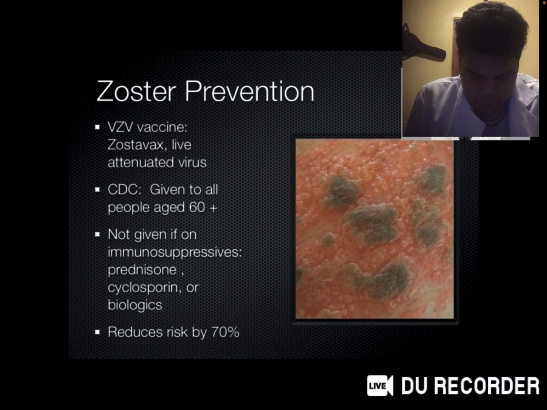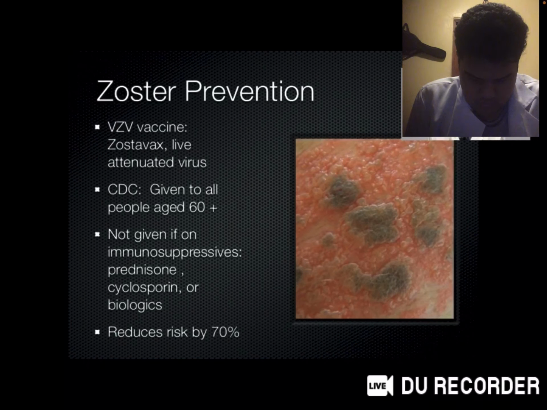Zoster prevention, well, there is a vaccine known as Zostavax. It's a live attenuated virus, so that means it's the varicella virus, but it's a weakened form. The CDC recommends that all people aged 60 and over receive the Zostavax to prevent zoster.